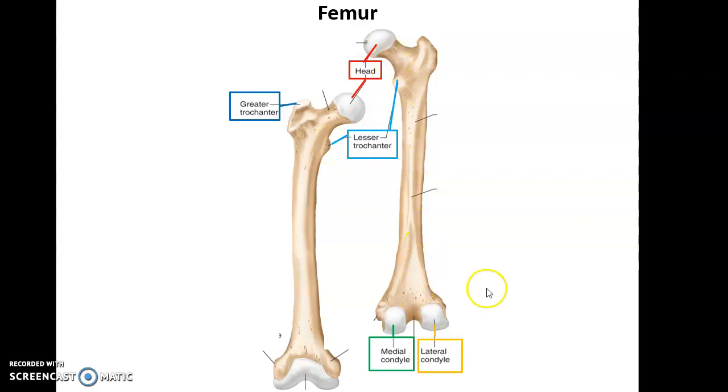Go down to the distal end of the femur. We have these 2 smooth rounded knobs. These are the medial condyle and lateral condyle. Remember that the head of the femur is going to point medially, so that's how you know this is the medial condyle, on the same side as the head of the femur.